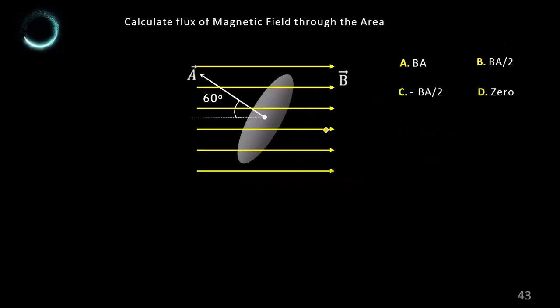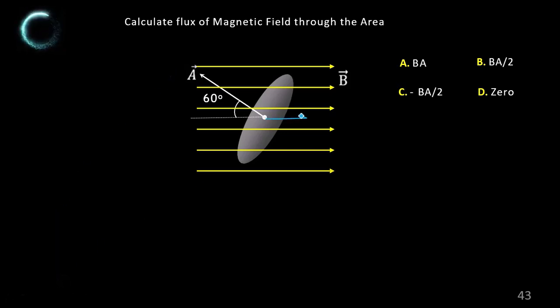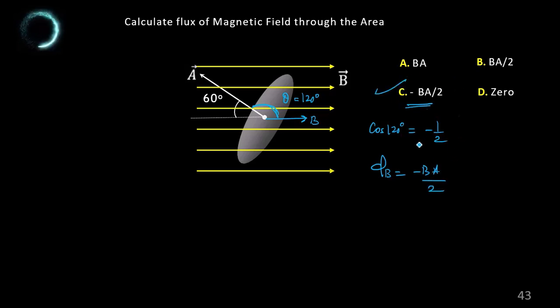Further, now let us say the area is directed in the other direction and the magnetic field is in the same direction. So B is in this direction, and now this angle is our theta angle. Now theta becomes 120 degrees. Cos of 120 degrees is minus half, so the flux should be equal to minus BA by 2. So it is a negative number. Flux is a scalar quantity that can be positive, negative, or zero.